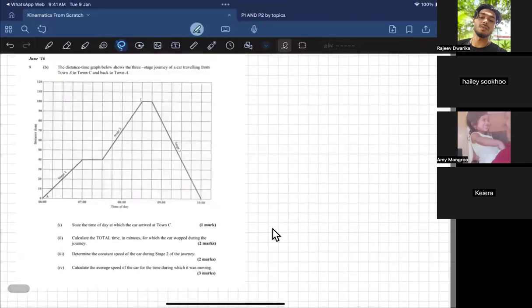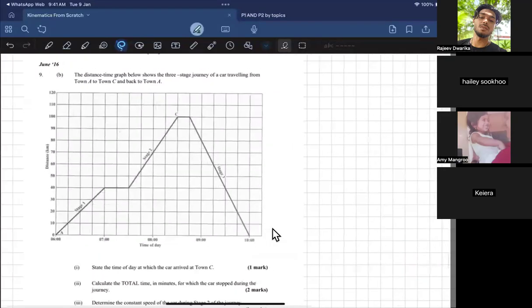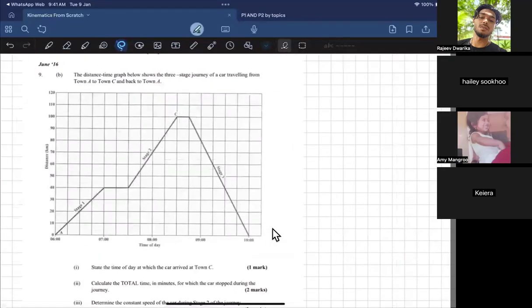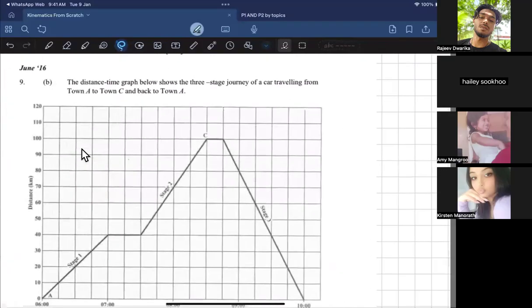June 2016, right? Amy, since you were in there for the couple of sessions, I'd like you to do this question with me. So Amy, read June 2016 for me. The distance time graph below shows the three-stage journey of a car traveling from town A to town C and back to town E. All right.